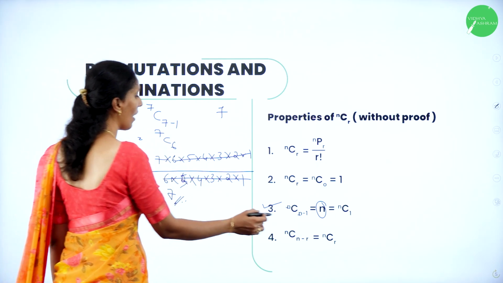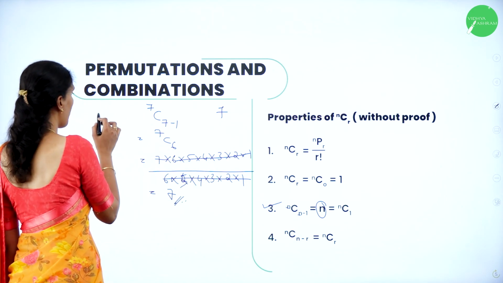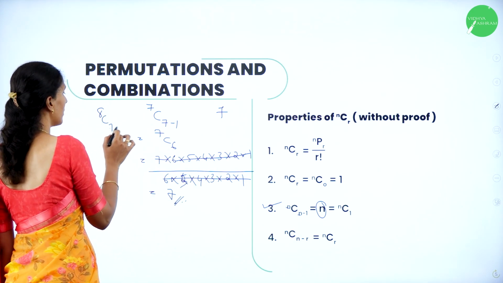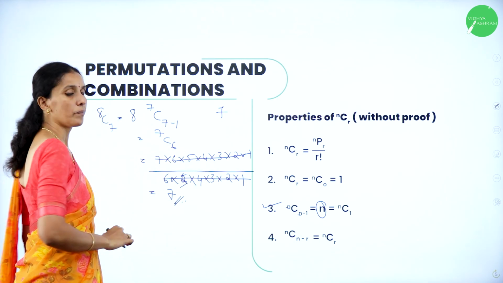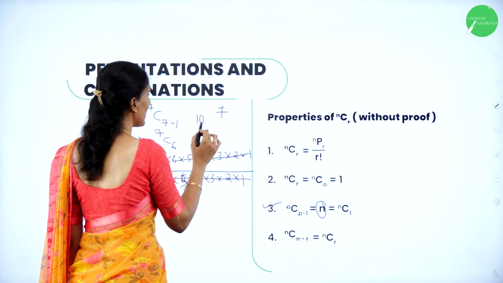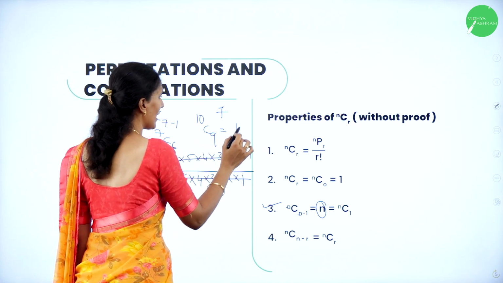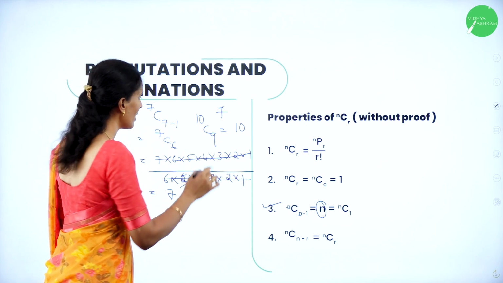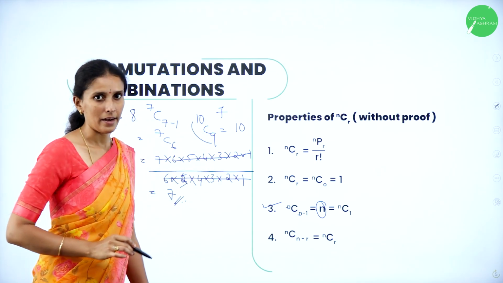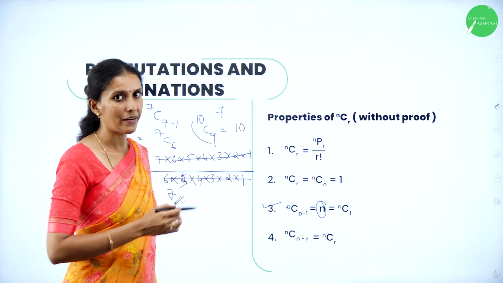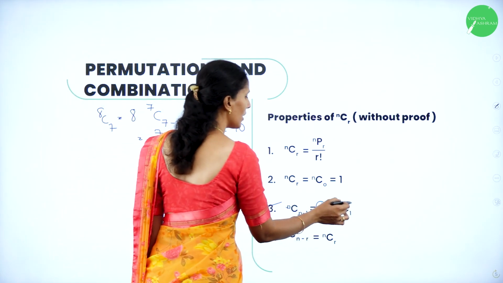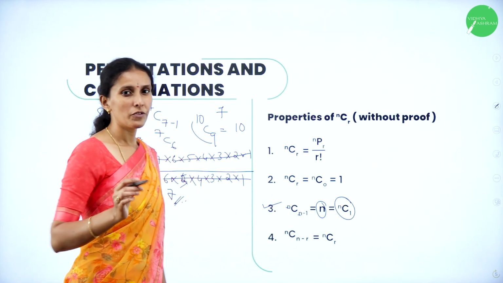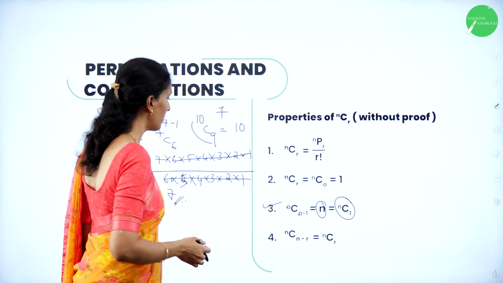So whenever you have this form, for example, 8C7, you can write it as 8. So 10C9, you can write it as 10 directly. So just one number less than n, you can directly write it as n. Similarly, you can prove this also. The proof is not in the syllabus as I said before.